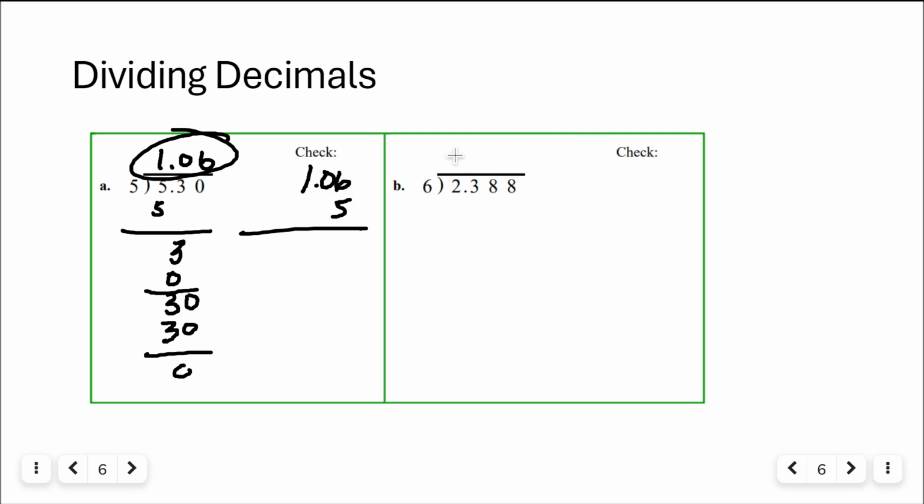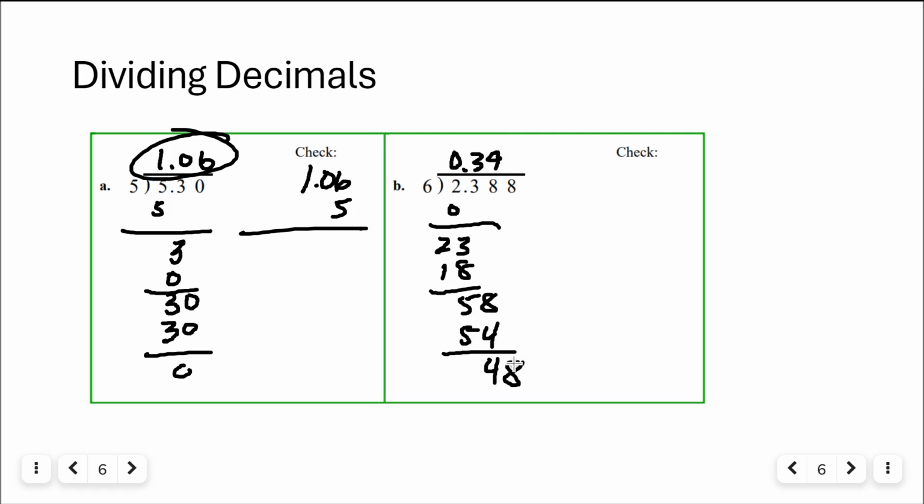2.388. So 6 does not go into 2. So bring down the 2. Bring down the 3. Put my decimal point up there. Line it up. 6 goes into 23 3 times. It's 18. 5. Bring down the 8. 6 goes into 58 9 times.